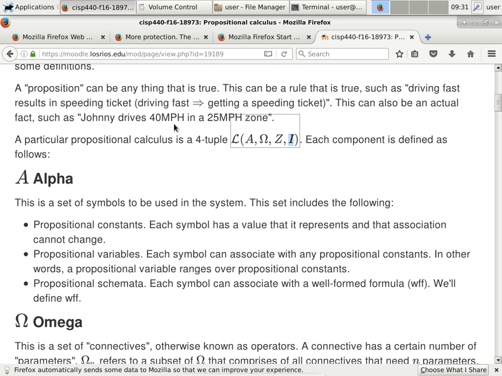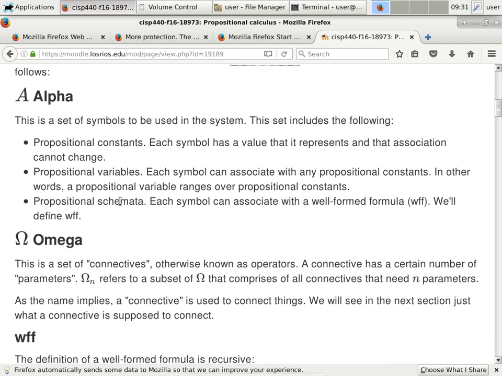So I'll do the explanation first, and then we'll use an example. The alpha is really just a set of symbols to be used in the system. There are three particular types of symbols. One type represents constants. In other words, these are things that cannot change over time. Each symbol represents a particular value, but it cannot change over time.